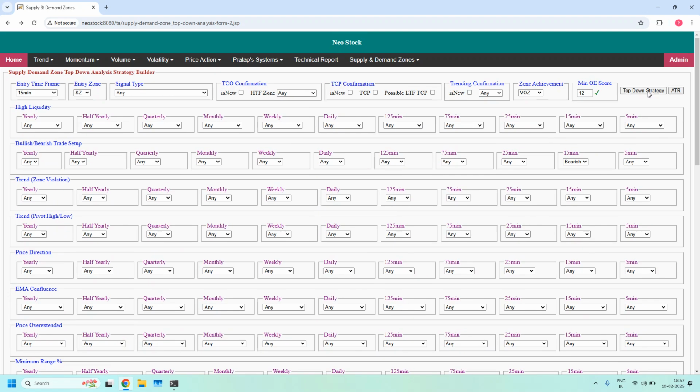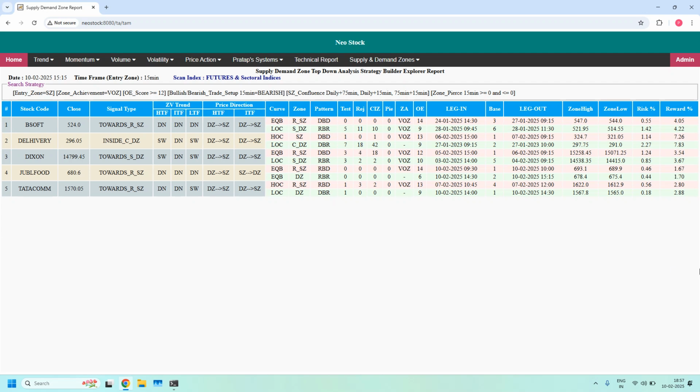With all the 3 filters enabled, we got 5 stocks. In these 5 stocks, these 15 minute supply zones overlapped with 75 minute supply zone. Both together again overlapped with daily supply zone. And daily trend is down in 3 stocks, first, fourth and fifth. If any of those 3 stocks are having daily EMA confluence, they are even more high probability trade setup supported stocks.